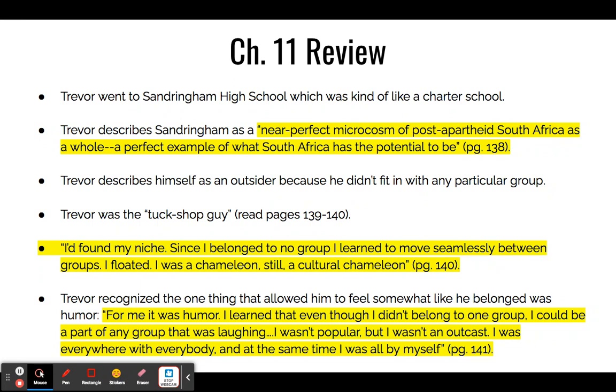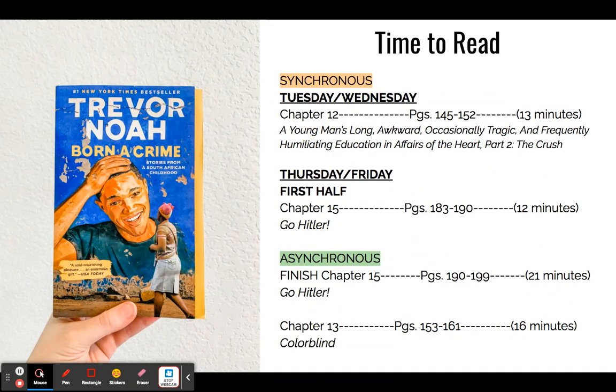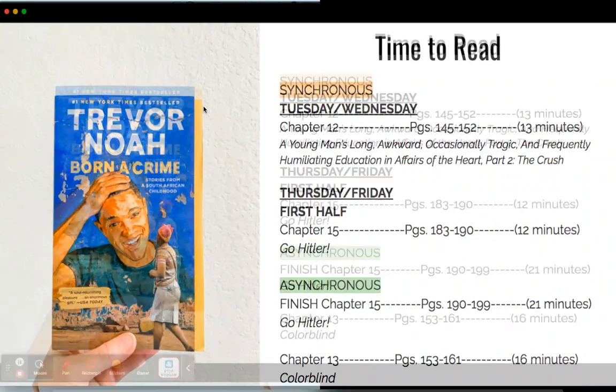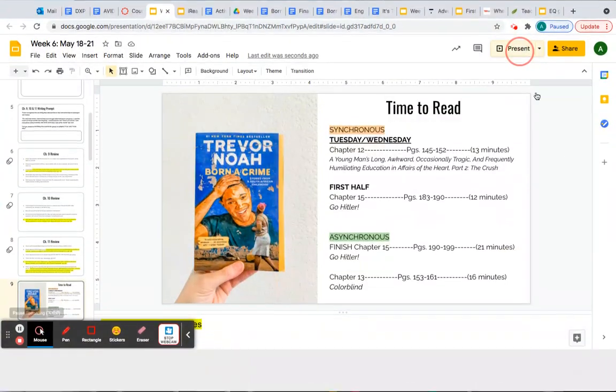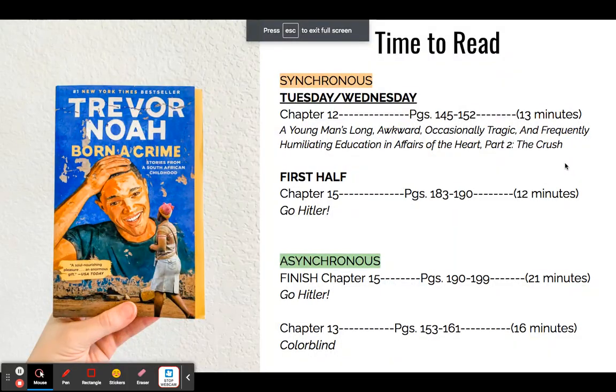So that was our chapters that we read. So this week, like I said, we're gonna kind of bounce around a lot. On our synchronous day, which should be Tuesday and Wednesday, depending on your cohort, we are going to read, let me fix this real quick. Okay. So Tuesday and Wednesday, we're going to read all of chapter 12.